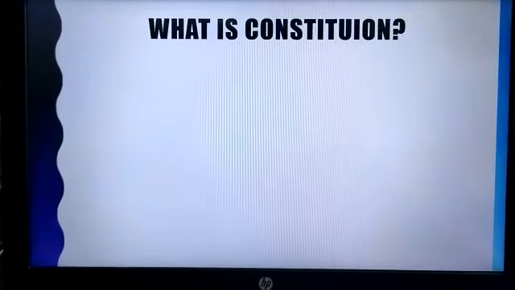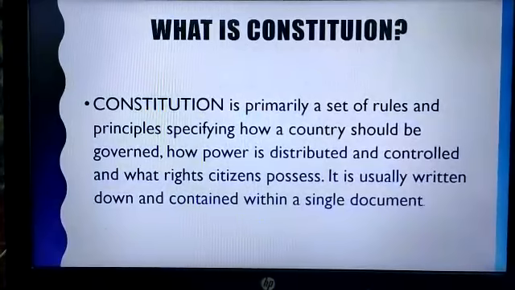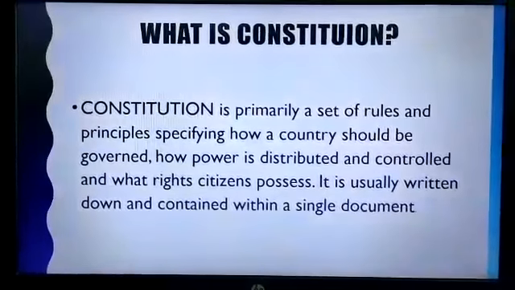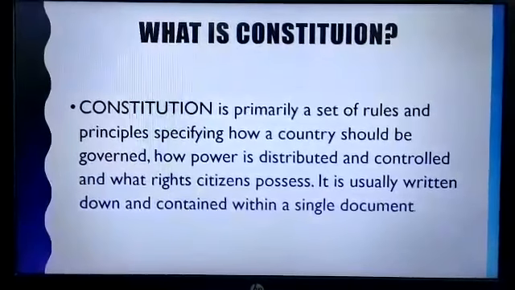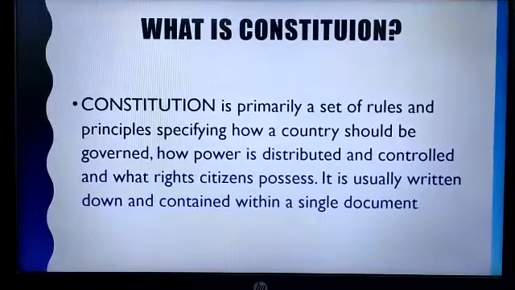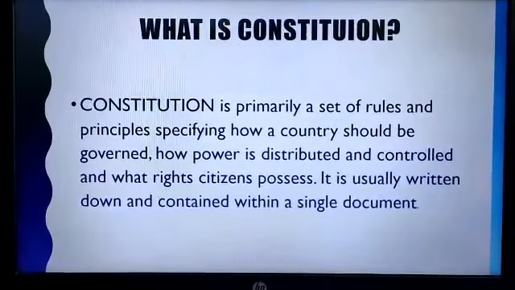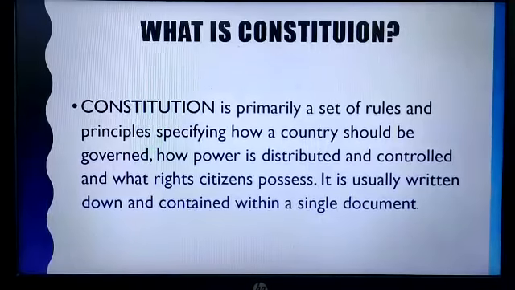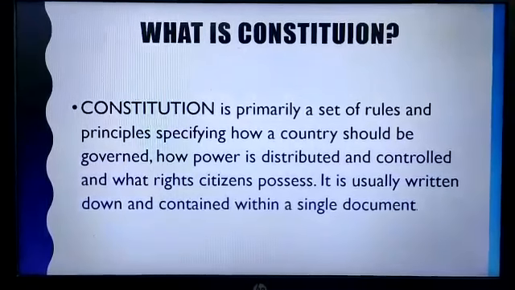Let us first try to understand what a constitution is. Today, most countries in the world have a constitution. While all democratic countries are likely to have a constitution, it is not necessary that all countries that have a constitution are democratic. Simply put, a constitution is primarily a set of rules and principles specifying how a country should be governed, how power is distributed and controlled, and what rights citizens possess. It is usually written down and contained within a single document.